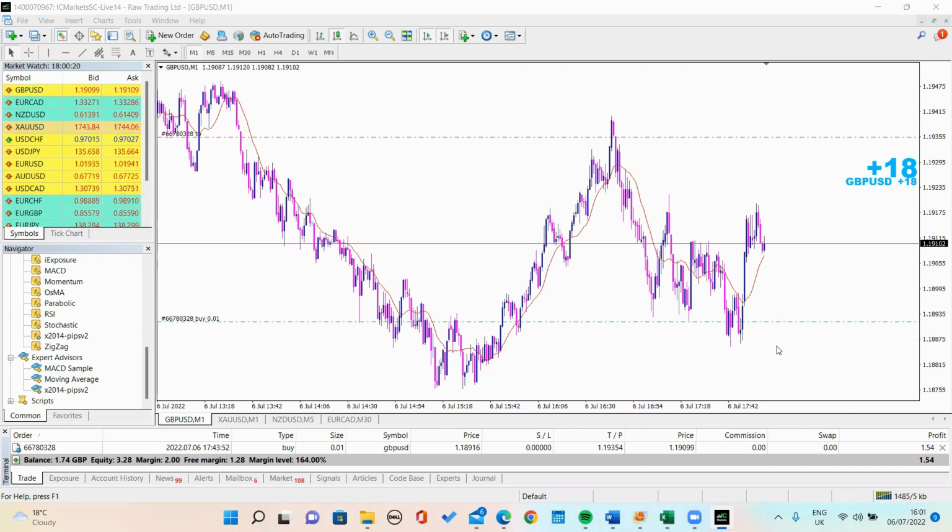Now, the first thing I would do before entering a trade is identify where my stop loss is going to be before I even enter the trade, because we also need to know where the take profit is, to know what the risk to reward ratio is and know what lot size to use based on the distance from your entry to your stop loss.